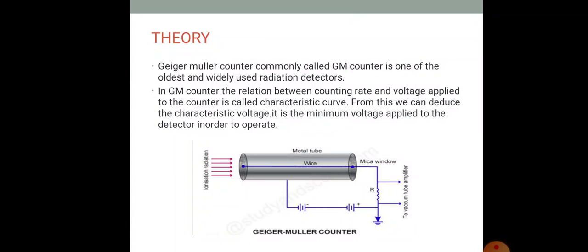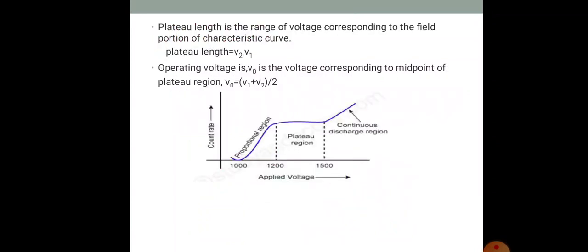The characteristic voltage is the minimum voltage applied to the detector in order to operate. The plateau length is the range of voltage corresponding to the flat portion of the characteristic curve, that is, plateau length equals V2 minus V1. From this graph we can find the plateau length by subtracting 1500 minus 1200, and the operating voltage V0 is the voltage corresponding to the midpoint of the plateau region, that is, V0 equals (V1 plus V2) by 2.